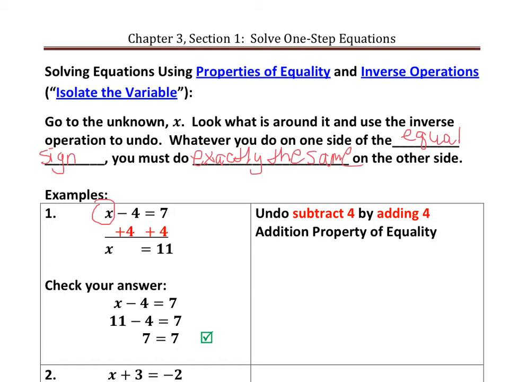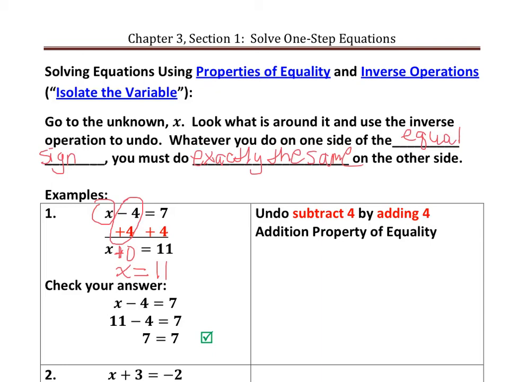Okay, so if we add 4, if we add a number to its opposite, it's basically 0. Negative 4 plus 4 equals 0. 7 plus 4 equals 11. So x plus 0 is really just x. Okay, so we've completely undone that subtraction of 4 with addition of 4.